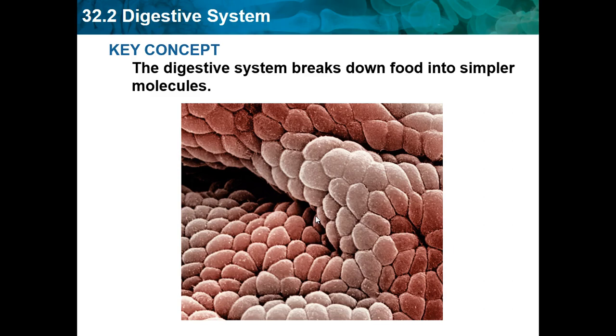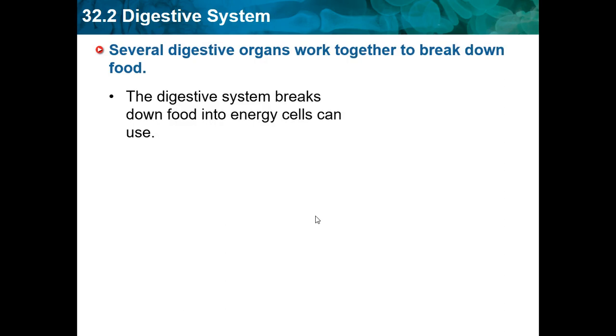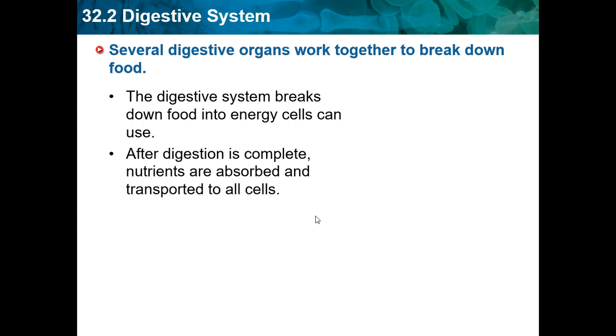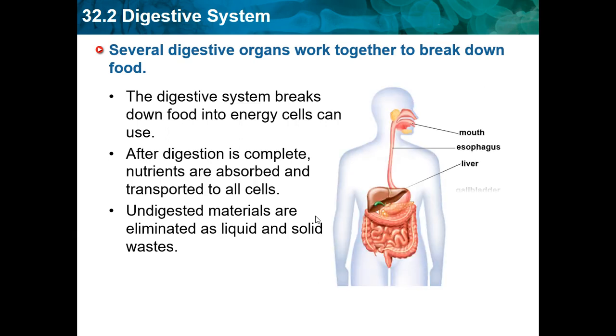So the digestive system breaks down food into simpler molecules, and now we're in 32.2, which is the digestive system. Several digestive organs work together to break down food. The digestive system breaks down food into energy cells can use. After digestion is complete, nutrients are absorbed and transported to all cells. Undigested materials are eliminated as liquid and solid waste.